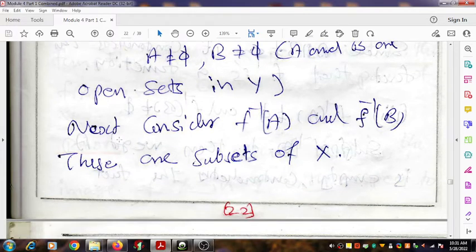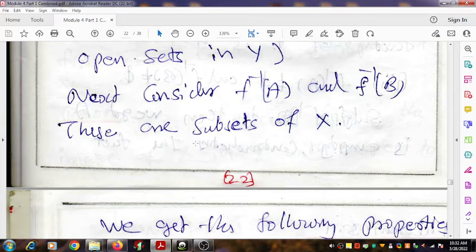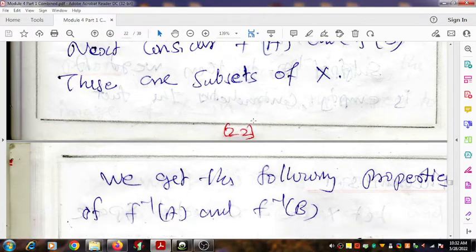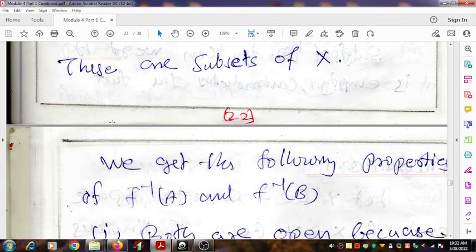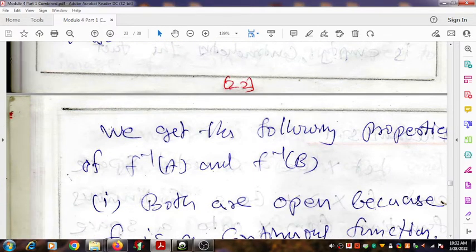Next we consider the inverse images of the open sets A and B. So the inverse images are F inverse of A and F inverse of B. These are subsets of the space X. It's clear that F inverse of A is a subset of X and F inverse of B is also a subset of X. And we are now going to state and establish 3 or 4 properties of these open sets.